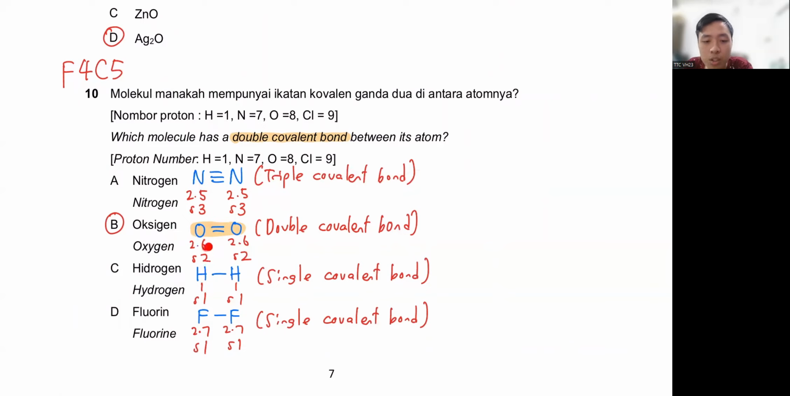They share 2 each. Hydrogen they only share 1, because they only have 1 electron. They share 1 to achieve stable duplet electron arrangement. Some they have single covalent bond, single, double, triple. F also single. Since 2.7 only need to share 1. So the answer is B. Double covalent bond. Double.